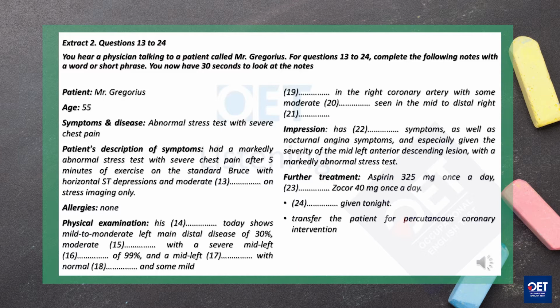I am prescribing him aspirin 325 milligrams once a day, Nexium 40 milligrams once a day, Zocor 40 milligrams once a day. Plavix 600 milligrams, which I am giving him tonight. I would suggest that you transfer him for percutaneous coronary intervention.